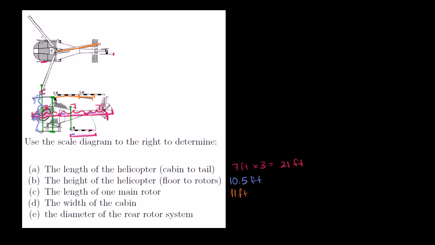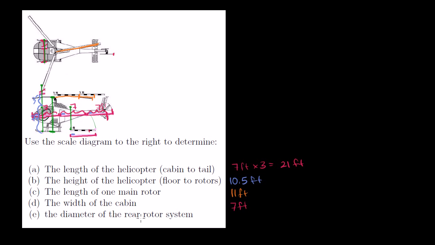This distance right there is the cabin width. And if we compare it to this right here, we already said that this right here is 7 feet, roughly. So edit, copy, edit, paste. If that is 7 feet, that looks like about the width of the cabin. That's a good estimate. So the width of the cabin, I would say, is 7 feet.